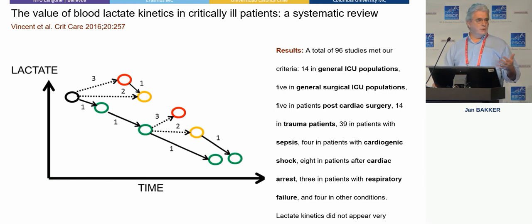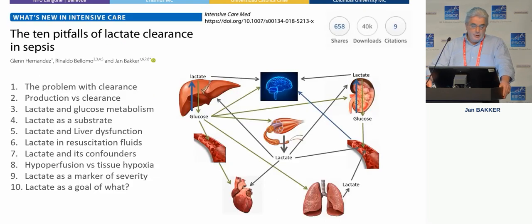So how come there is this, let's say, predictability of lactate over hypotension, for instance? And why is it so consistent in all these patient groups? Well, that's because there is more in lactate than circulation. And we wrote this review, Glenn Hernandez and Rinaldo Palomo, last year. And we talked about the pitfalls of lactate clearance.